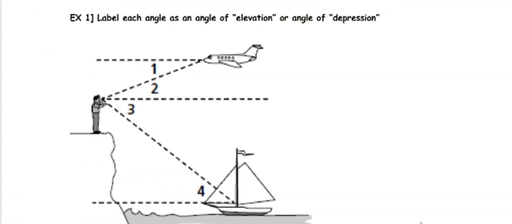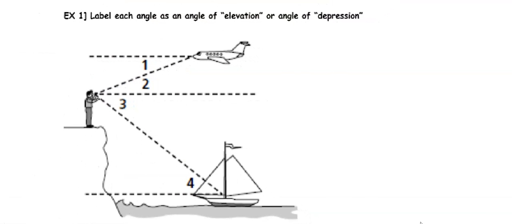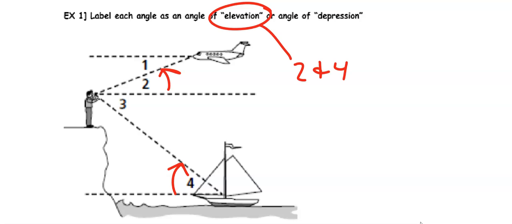Just to kind of further expand on that idea of angle of elevation and depression. So angle 4 is an angle of elevation from the boat up to the person, just like from the person to the airplane is an angle of elevation. So angle of elevation, we're talking angles 2 and 4. Your angle of depression is from the airplane down to the person and from the person down to the boat. So angle of depression here is 1 and 3.